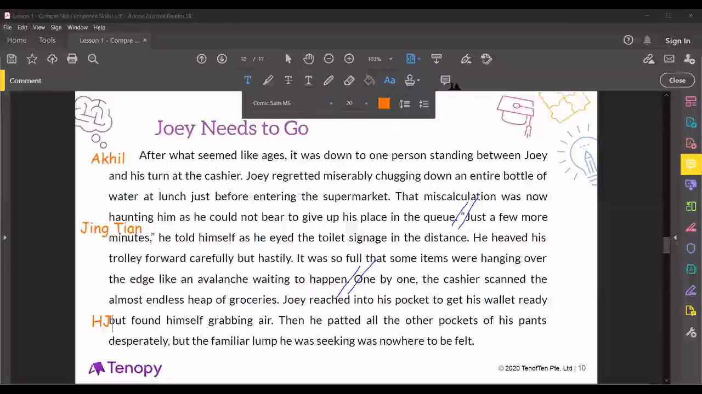After what seemed like ages, it was down to one person standing between Joey and his turn at the cashier. Joey regretted miserably chugging down an entire bottle of water at lunch just before entering the supermarket. That miscalculation was now haunting him as he could not bear to give up his place in the queue.